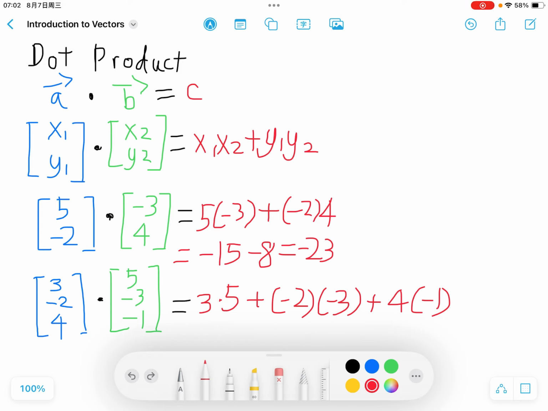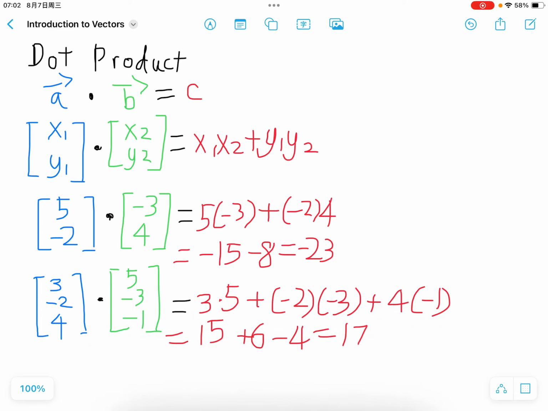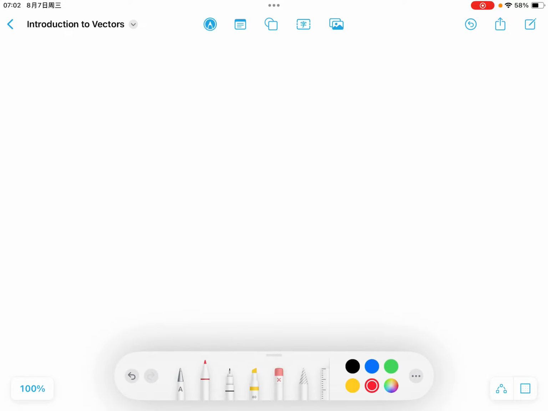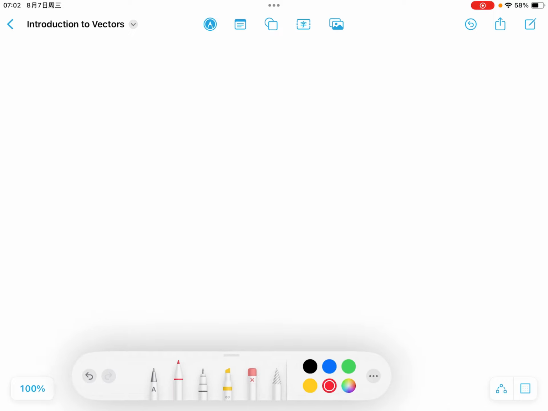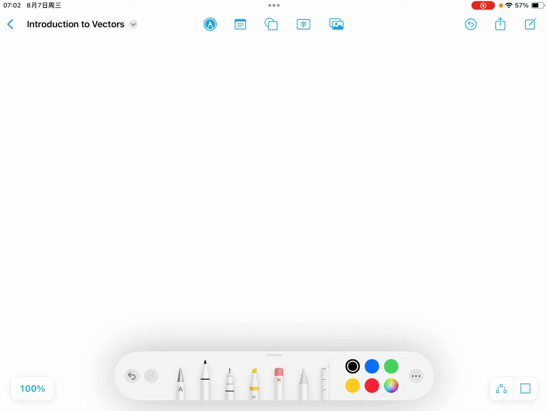Okay, so now let's just evaluate this. So we have 15 plus 6 minus 4. This is going to be equal to 15 plus 2, which is 17. Okay, so now we've finished some basics of the dot product. We came up with 2 examples. You can come up with more examples and work through them if you wish to practice. But now let's just talk about this important formula we have.